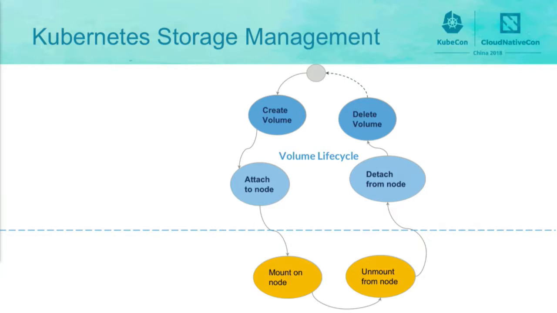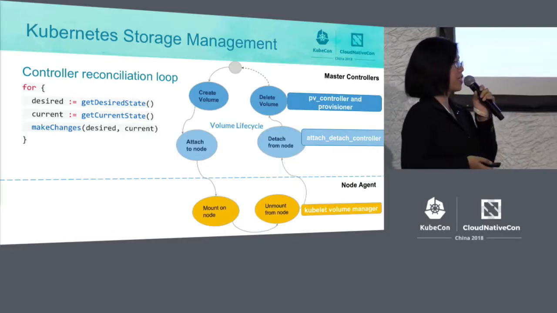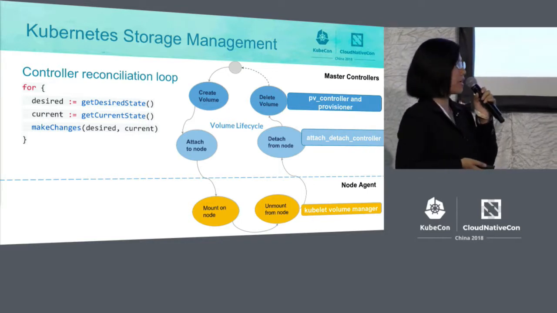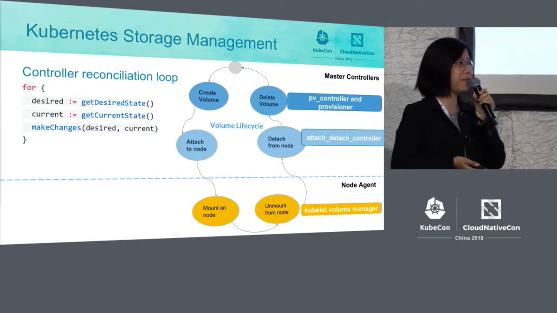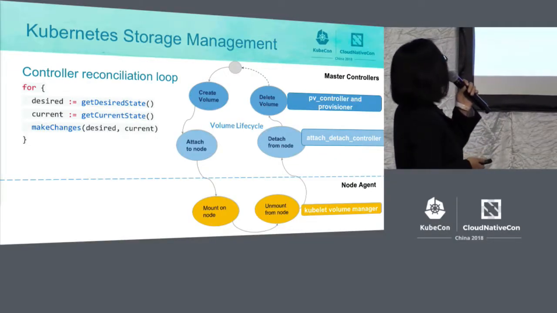And this diagram shows the volume lifecycle. It includes create, delete, attach volume to node, mount, and unmount. And there are several controllers used to manage it. On the master side, we have 2 controllers. The PV controller is for API object creation, deletion, and also for binding the PVC and PV. And the storage plugin will provide the provisioning interface. We also have the attach-detach controller, to manage attaching a volume to a node, and detaching. And on every node, there is a node agent, the kubelet volume manager, responsible for mounting and unmounting the volume to the node. All these controllers follow the same pattern.